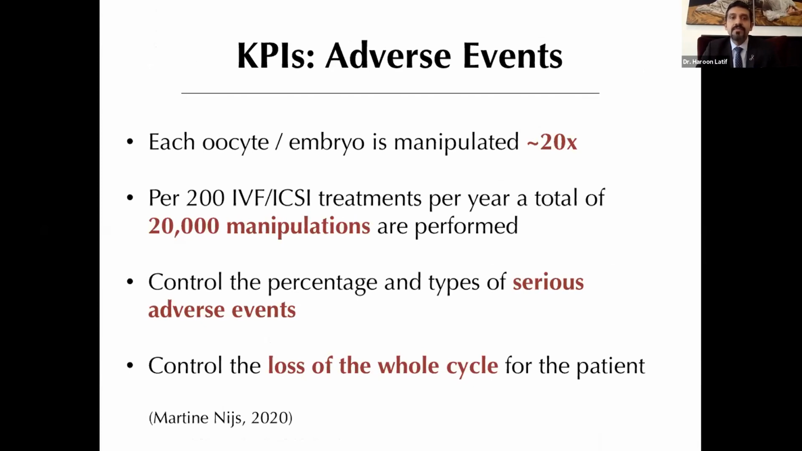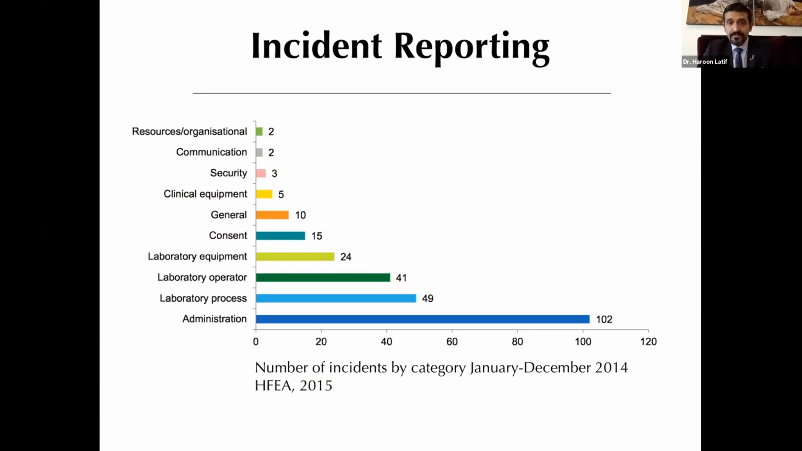And hence, with so many manipulations, adverse events are bound to happen. We can't be 100% correct. However, the target of having these KPIs is to control the percentage of these adverse events, and to avoid serious adverse events, such as loss of a whole cycle, and obviously this should be KPI driven. The incident reporting was again published by the Human Fertilisation and Embryology Authority of the UK. As you can see, there are very wide variables involved, many different types of incidents that can take place in an ART lab. Of course, some could be minor and some could be major, and we can avoid these major incidents.